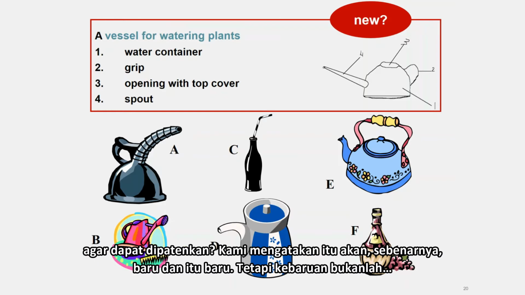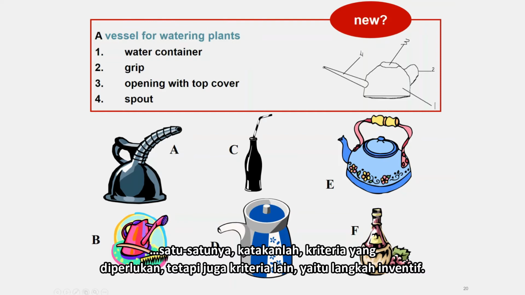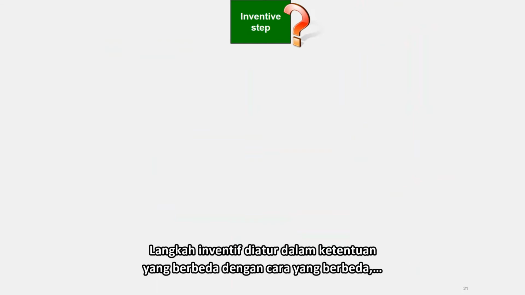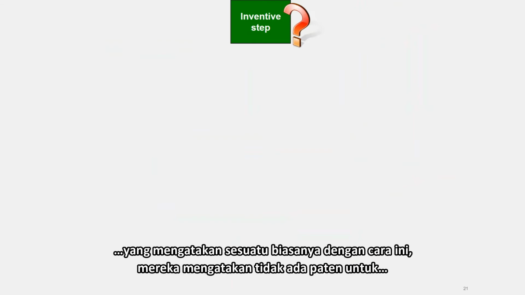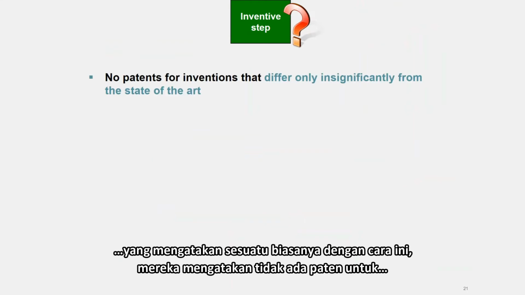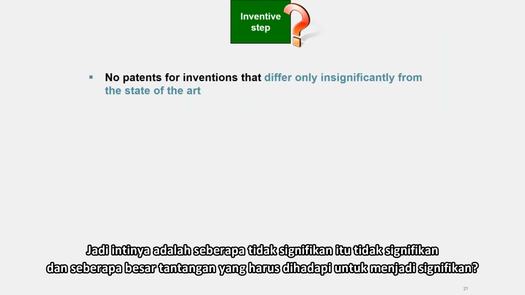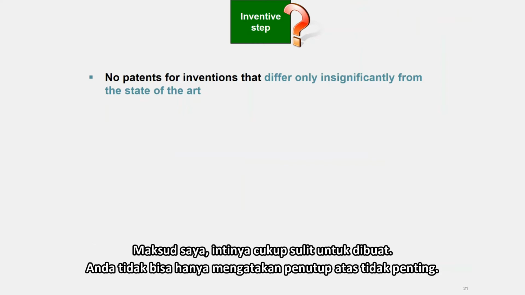We said it shall be, in fact, new, and it is new. But novelty is not the only criterion which is necessary, but also another one, which is the inventive step. The inventive step is said in different provisions in different ways, which says something normally in this manner. They say no patents for inventions that differ only insignificantly from the state of the art. So the point is actually how insignificant is insignificant, and how much significant shall it be in order to become significant. I mean, the point is quite difficult to make.